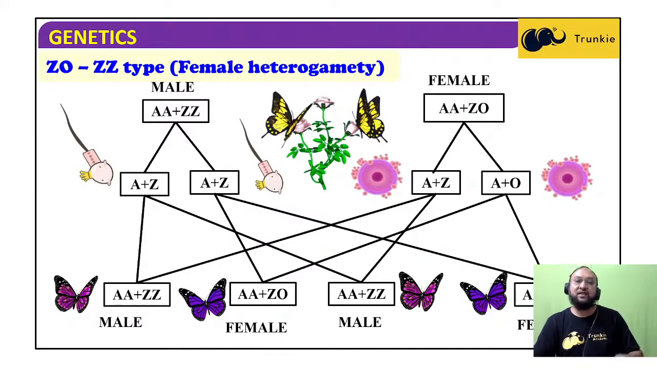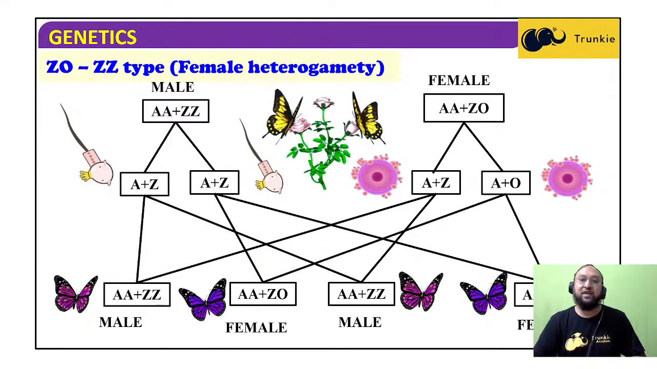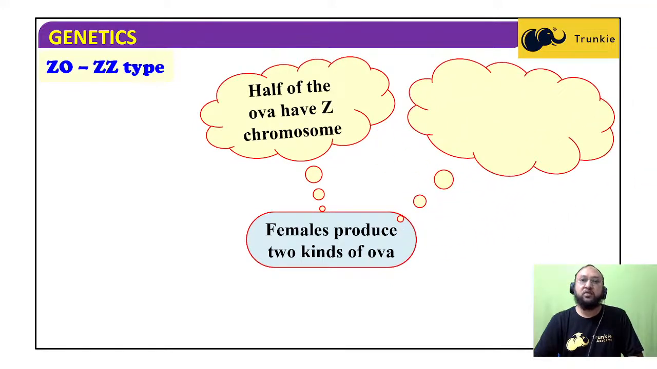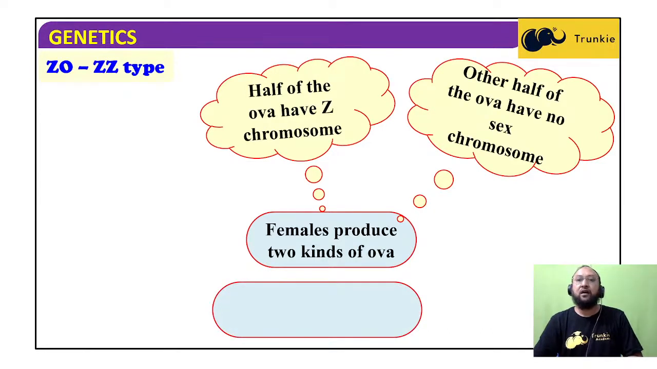Okay, so when this A plus Z combines with A plus Z, it will be AA plus ZZ, that will be male, and if the A plus Z fertilizes the A plus 0, then it will be the female. So the female produces two kinds of ova. Half of the ova will have the Z chromosome and half will have no sex chromosome, that means Z0.